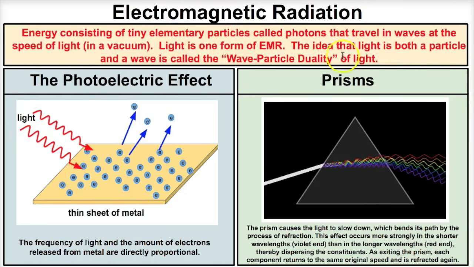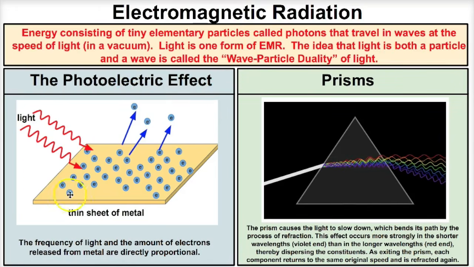And light, the light that we see from the sun, for example, is one form of electromagnetic radiation. And the idea that light is both a particle and a wave is called the wave-particle duality of light. And we'll talk about this in a different video. You can click on that and see what that's all about. But basically, for now, just understand that electromagnetic radiation is a form of energy made up of tiny little particles called photons, and it travels in waves.